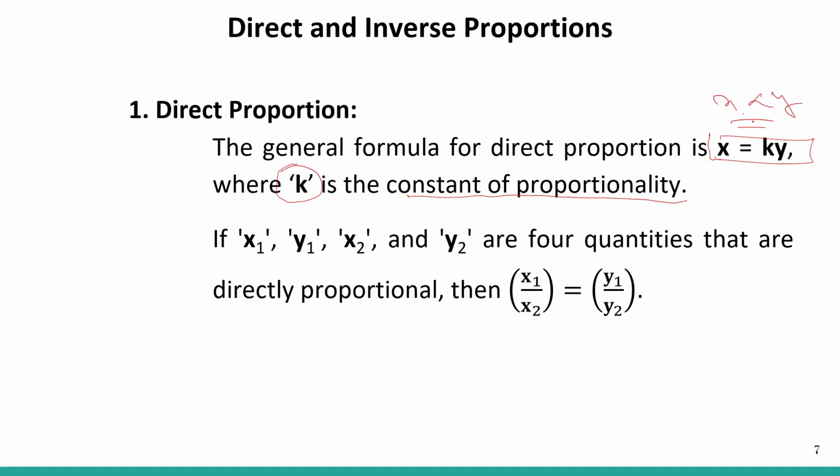If x is directly proportional to y, then we can write x is equal to ky, where k is some constant, and that constant is actually called the constant of proportionality. So if x1, y1, x2, y2 are four quantities that are directly proportional, then x1 by x2 is equal to y1 by y2. We can also write this as x1 is to x2 is directly proportional to y1 is to y2. We can also write this.